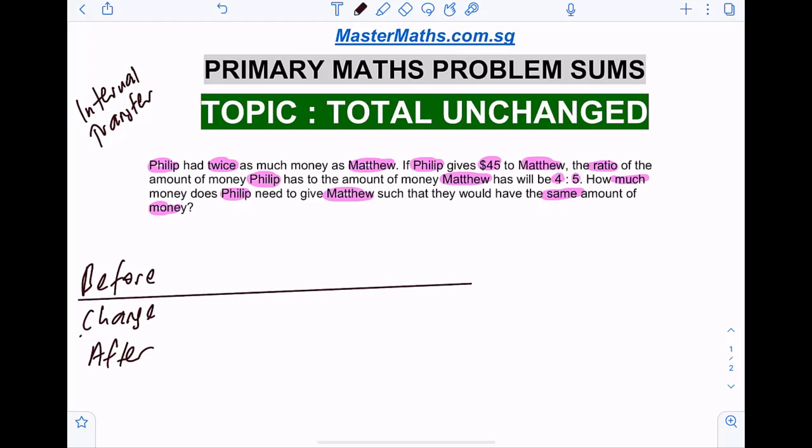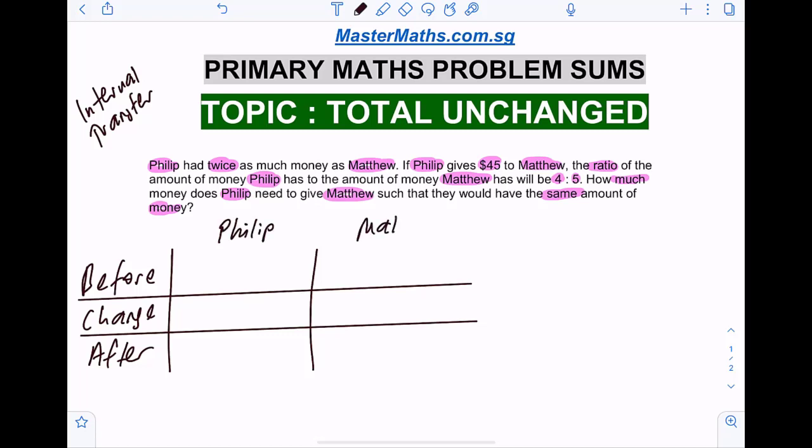Alright. So we have Philip here. We have Matthew over here. And since total is unchanged, we will develop a total column as well. Alright, so at the start, Philip had twice as much as Matthew. So for Philip, we will put 2 units. For Matthew, 1 unit. And the total will be 2 plus 1. That will be 3 units.